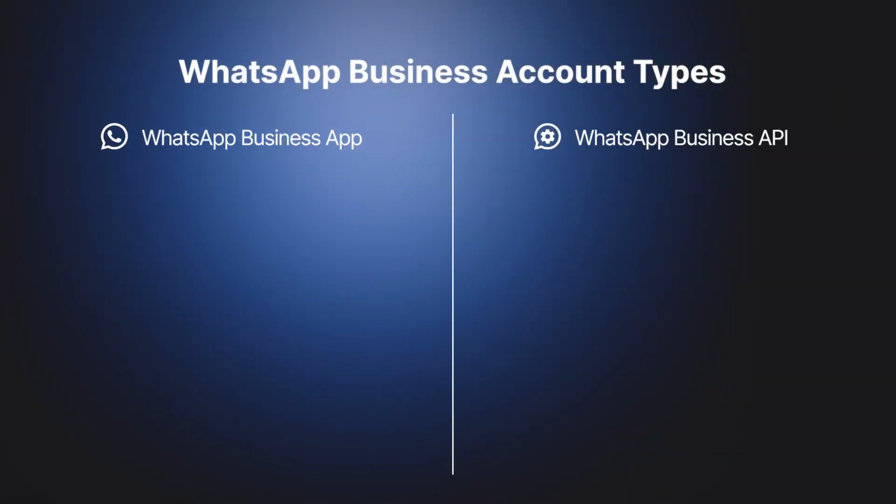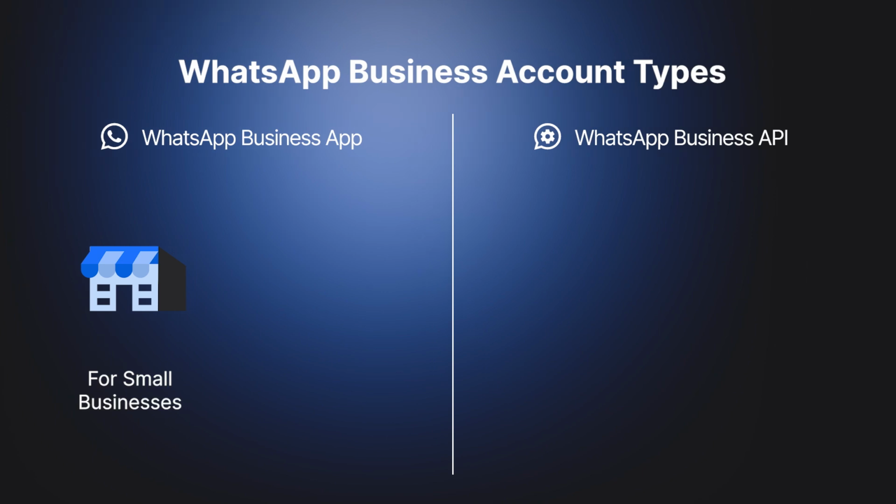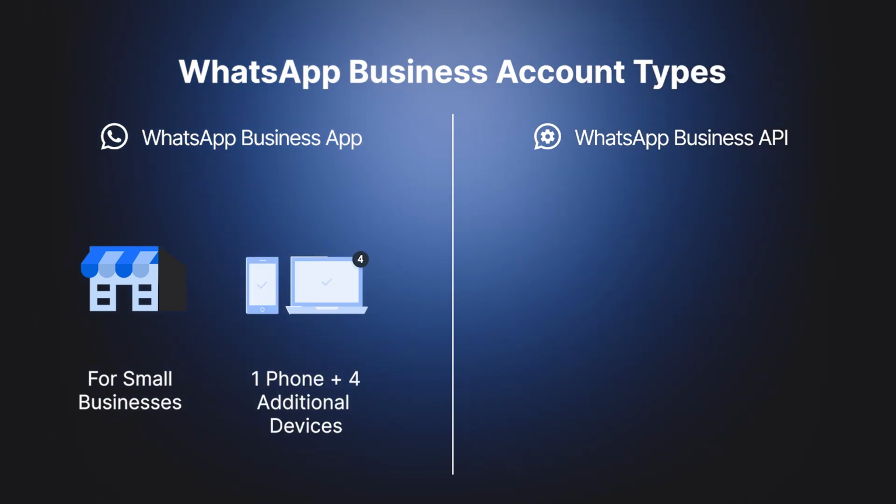The WhatsApp Business app is perfect for small businesses looking to communicate with customers. It helps you manage chats more efficiently with features like quick replies and automated welcome and away messages. You can use the app on one phone and link it up to 4 additional devices through WhatsApp Business Web.